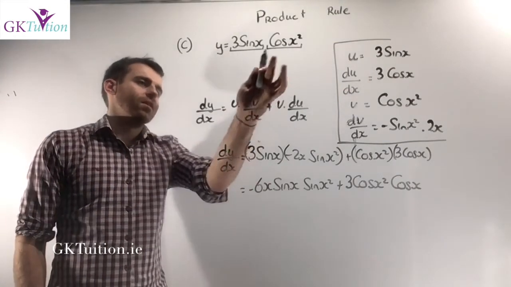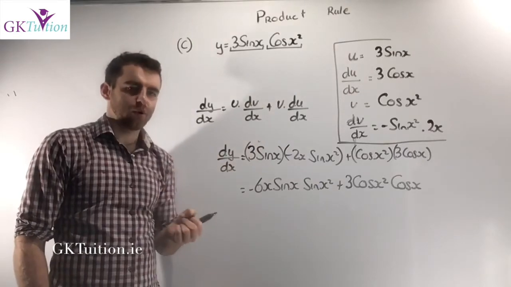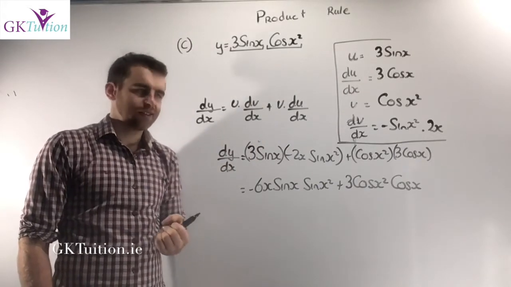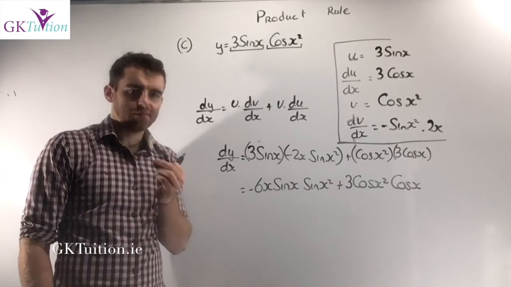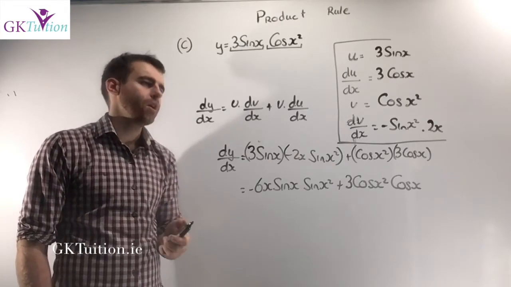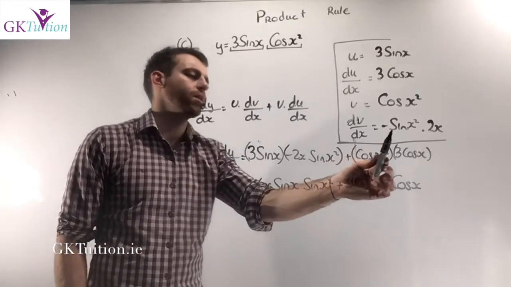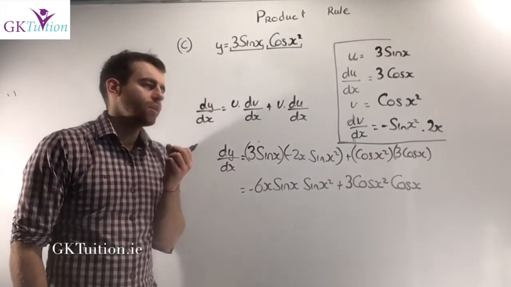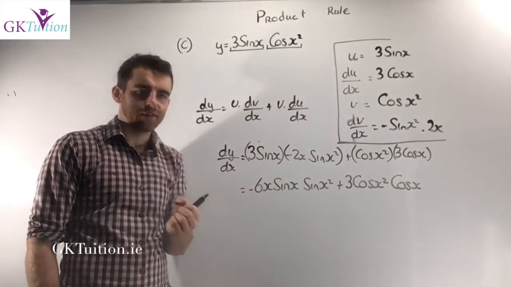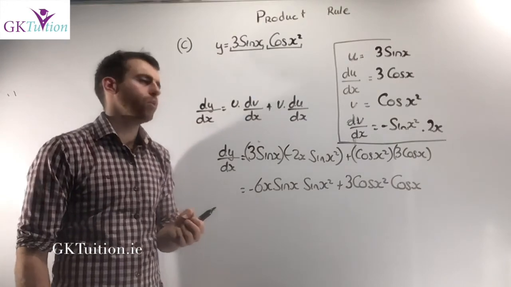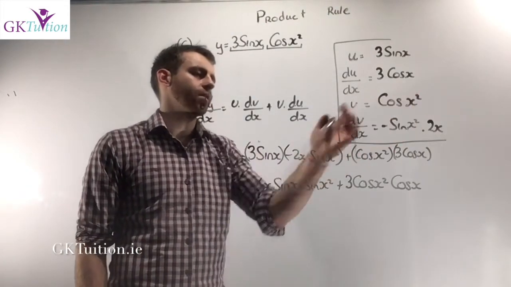V works out in this case as the second one, it's cos x squared. So according to the maths tables, the derivative of cos of an angle is minus sine of that angle. So cos x squared becomes minus sine x squared. But I then must multiply by the derivative of the algebra. Or in other words, multiply by the derivative of x squared.